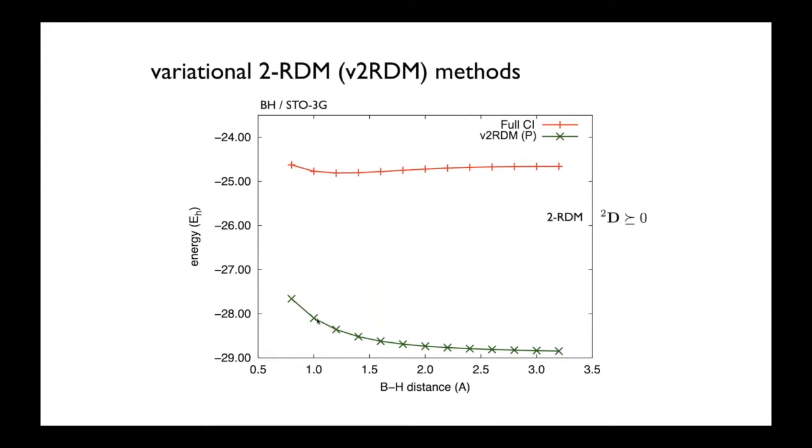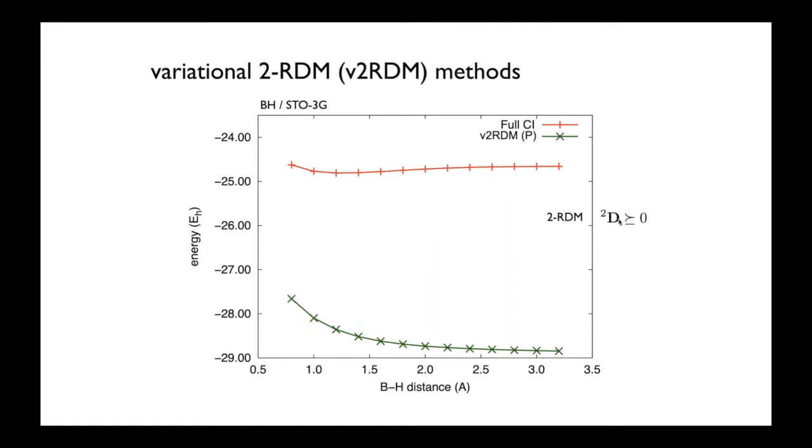There are two big problems here. One, the curve predicts that the molecule is not bound, so BeH would just dissociate. That's obviously wrong. The second big problem is that the energy is lower than the full CI energy. This immediately tells me that this reduced density matrix is not n-representable, meaning it can't correspond to a wave function, because if it did, that wave function would give me an energy that's lower than full CI, and that would violate the variational principle. So that's not possible. So this is clearly wrong.